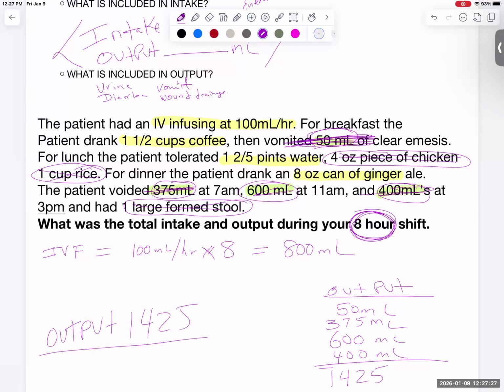No. Why not? Because you didn't label it milliliters. Yeah, 1425 what? I need to know it's in milliliters.